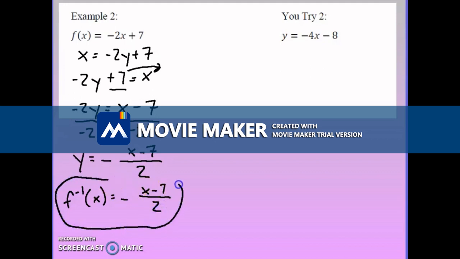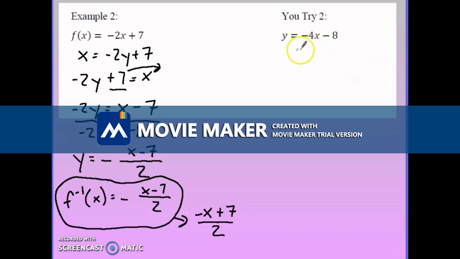Now if they don't put the negative out front, they might distribute that negative into the numerator, which would look like negative x, and then the negative to the negative 7 would be plus 7 over positive 2. That would also be the same thing as having the negative out front of the fraction. So be careful in how it's presented. But again, here's a you try, so pause, try that one, and then restart the video.